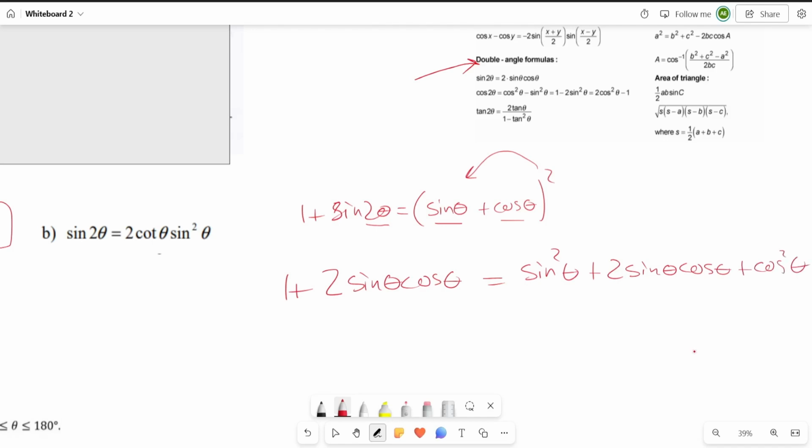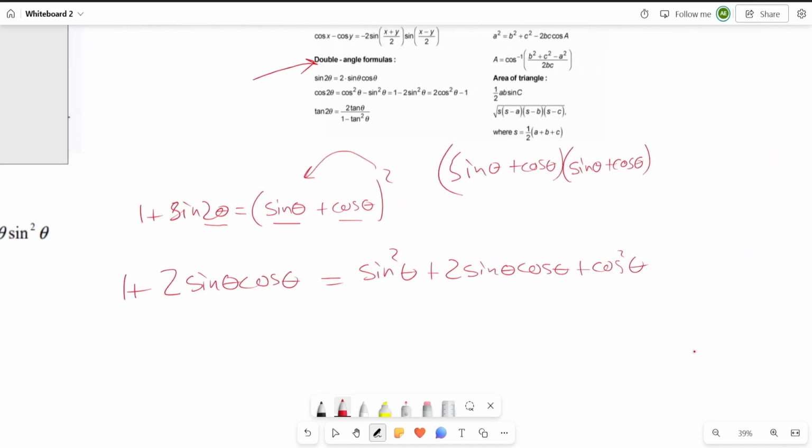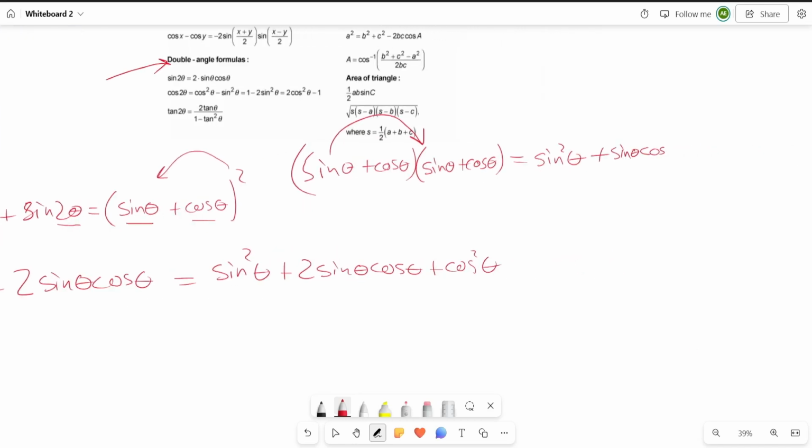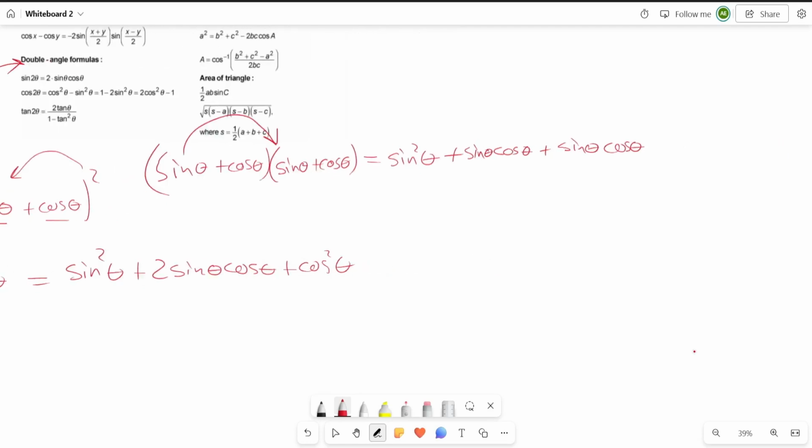And by the way, if you don't like this way, you can basically solve it as sine theta plus cosine theta multiplied by itself, because that's what squares mean. And we can just work it out like this. So sine theta times sine theta equals sine squared theta. Sine theta times cosine theta is plus sine theta cos theta. And then a cos theta times sine theta is basically again a sine theta times cos theta, or the other way around, doesn't matter. And then I'll have a plus cosine squared theta. I find that these two, I can add them up.